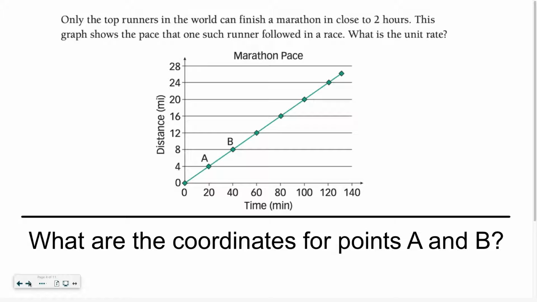A is 20, 4. What's a coordinate? Oh, I thought you were saying 24. Yeah, I thought so too. At first I thought you were saying 24. Sorry. Okay, so it's 20, 4, and then B is 40, 8.